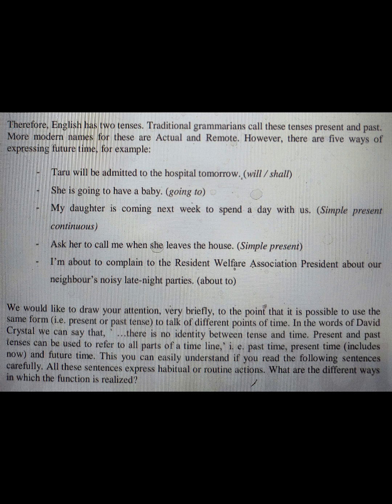All these sentences express habitual or routine actions. What are the different ways in which the function is realized?